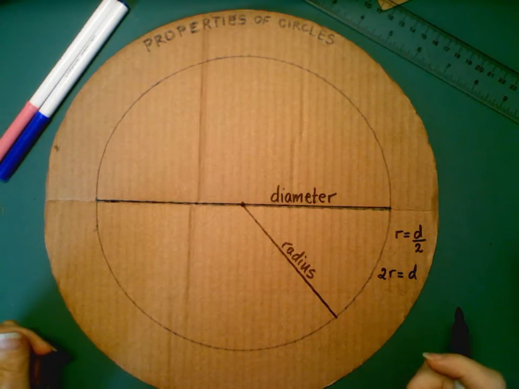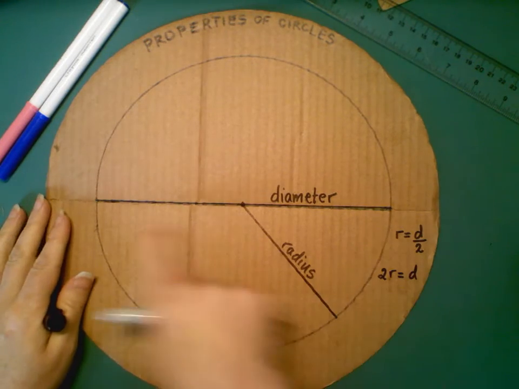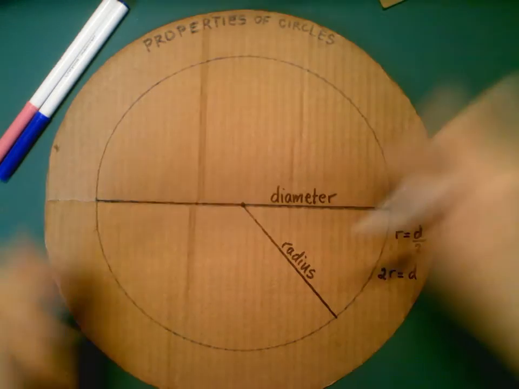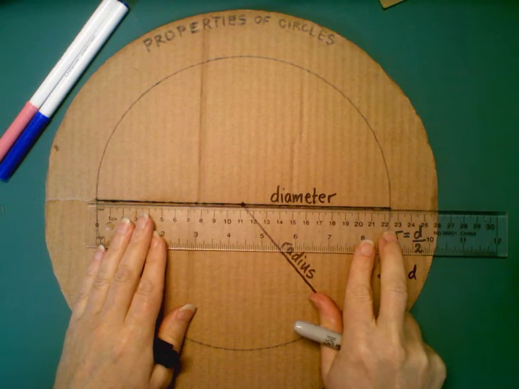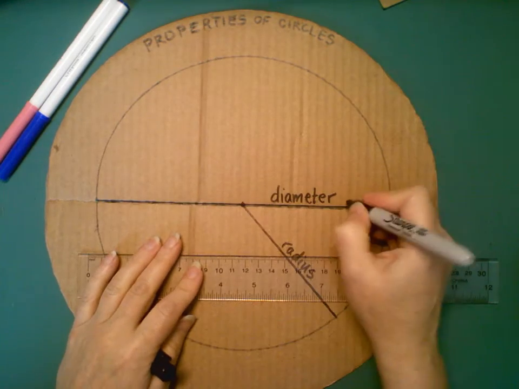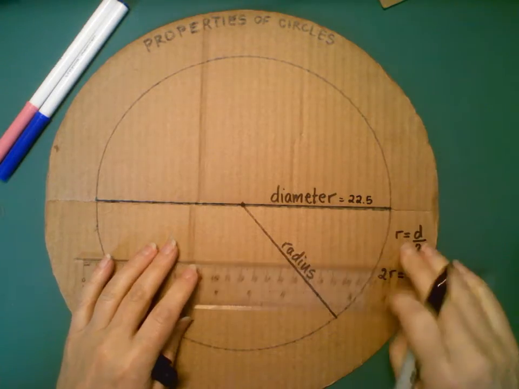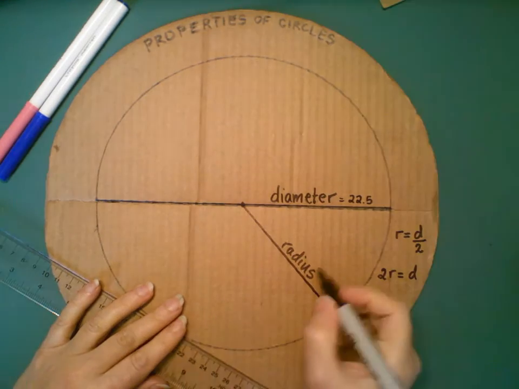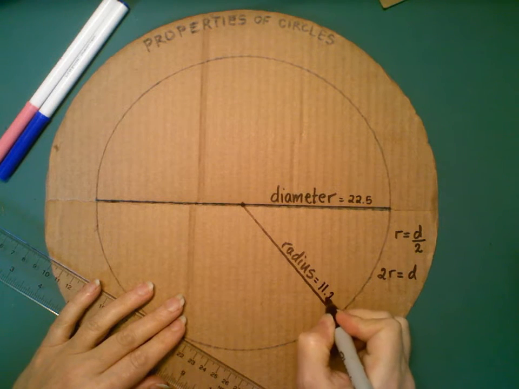Okay, a couple of other measurements or values to be aware of. If you know the distance across, so the longest distance across, this one's 22.5 in this case. We just said the radius is going to be half of that. So that's going to be 11.25.